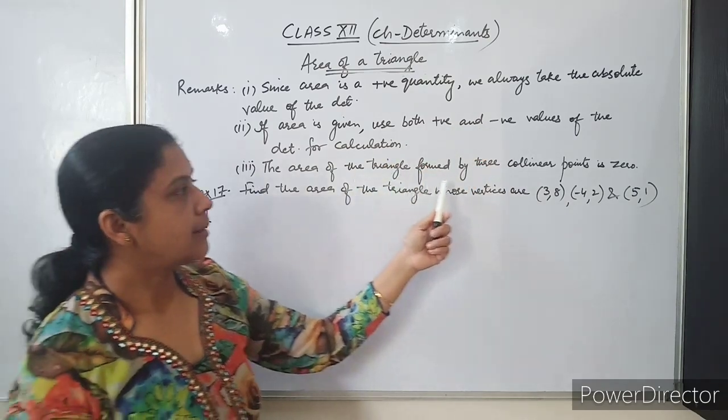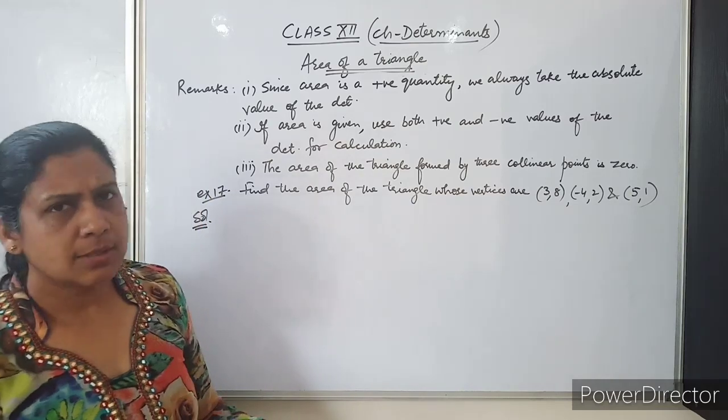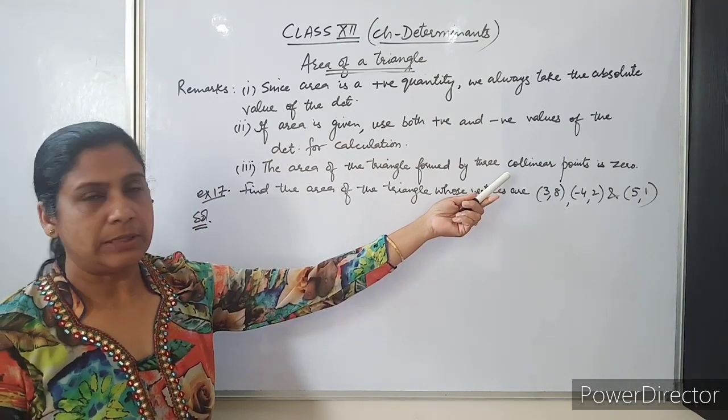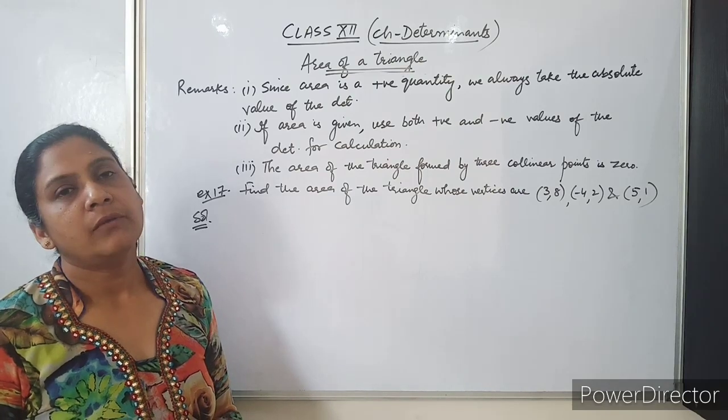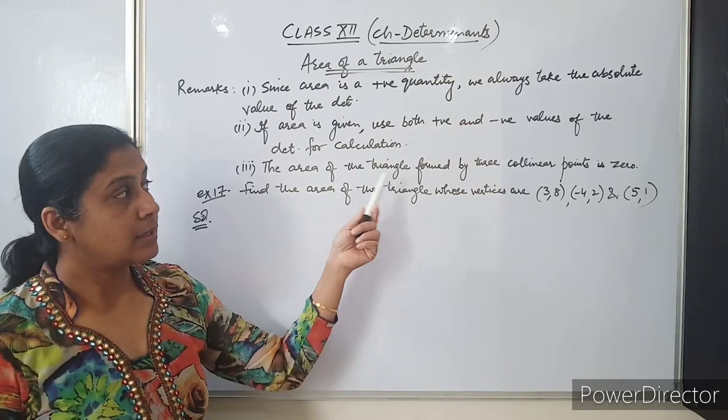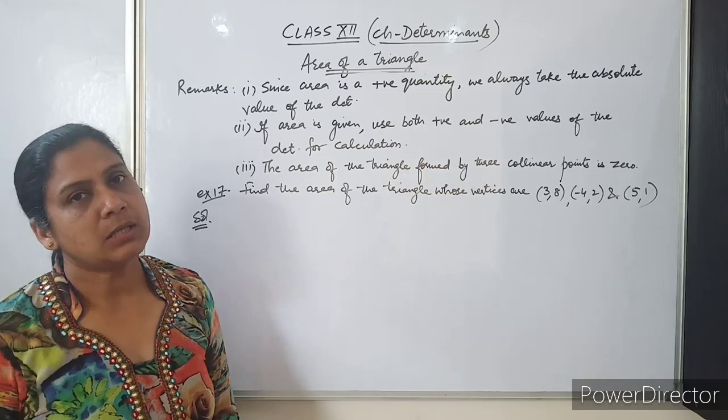The area of a triangle formed by three collinear points is 0. This is simple: if 3 points lie on the same straight line, they are known to be collinear, so they do not form any triangle. When they do not form any triangle, obviously the area of the triangle that is considered to be formed by those points will be 0.